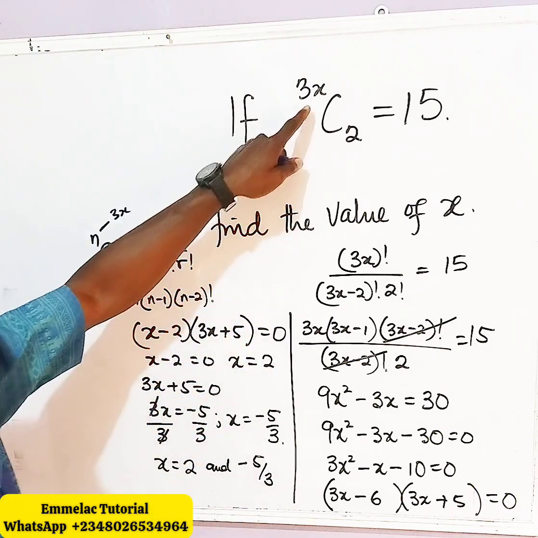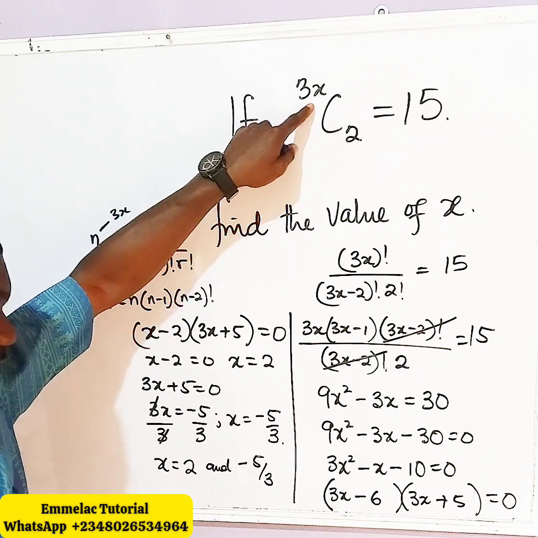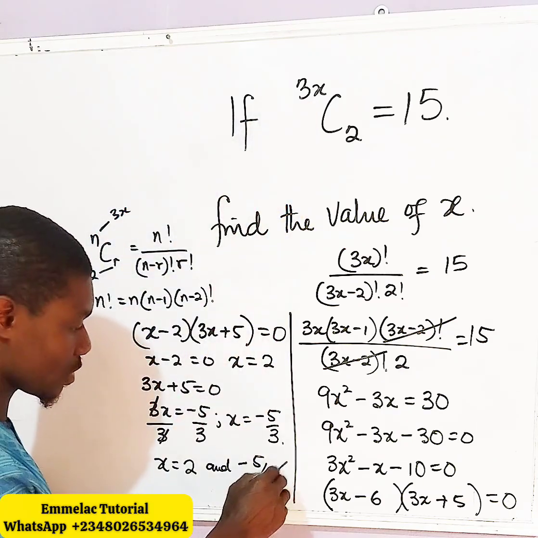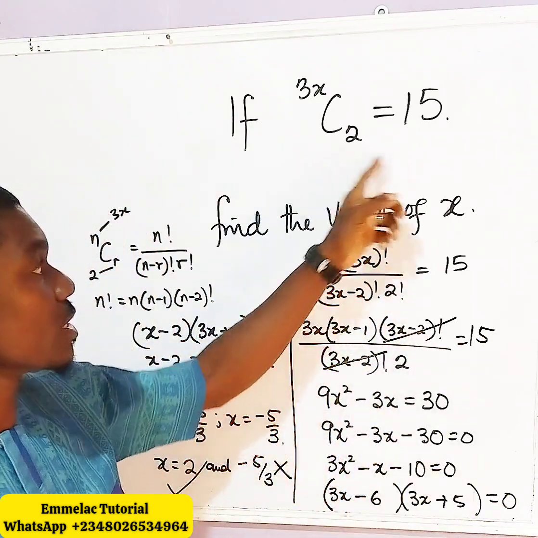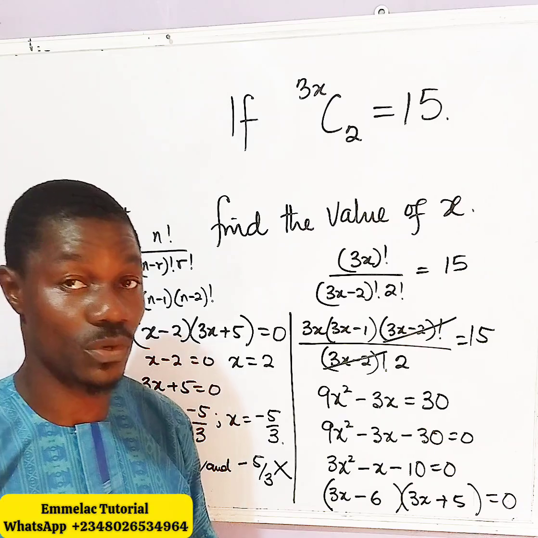However, plugging in -5 over 3, for the fact that it is negative, this is not valid. So x equals 2 is the valid value of x that will make the equation valid.